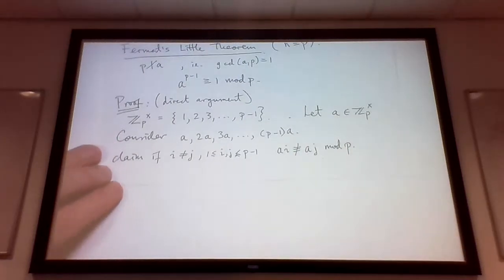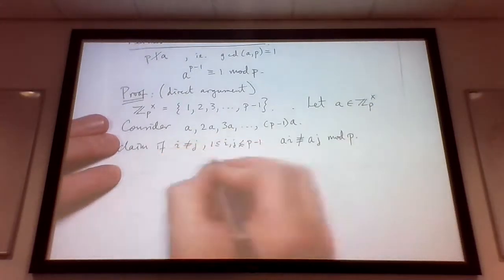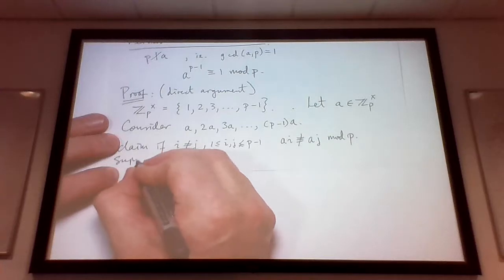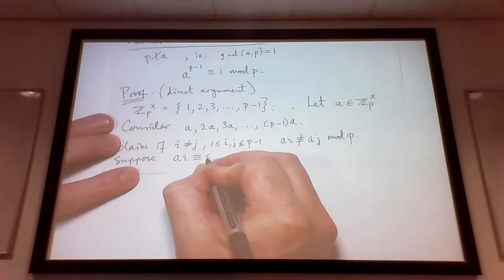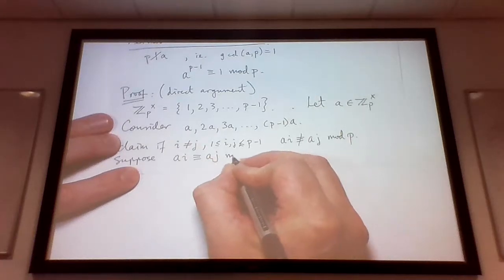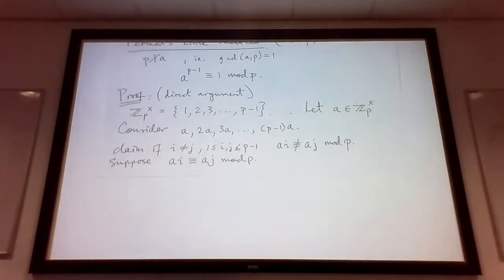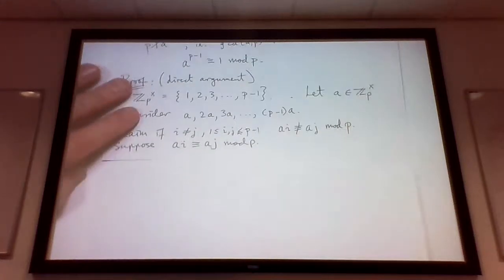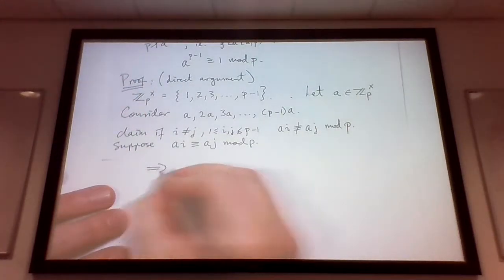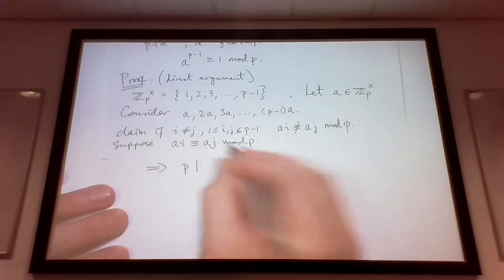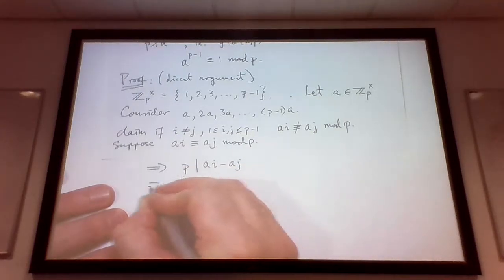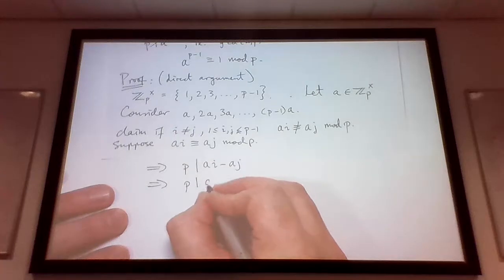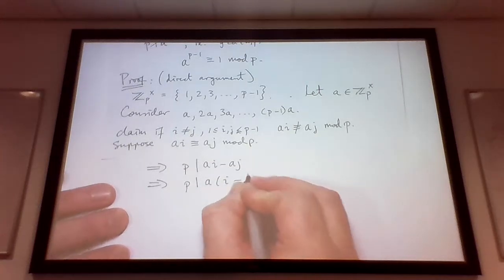So we need a little proof of that, and the proof is a little proof by contradiction. So suppose AI were congruent to AJ mod p. Well, the definition of congruence says that P divides the difference, AI minus AJ. So in other words, P divides A times I minus J.